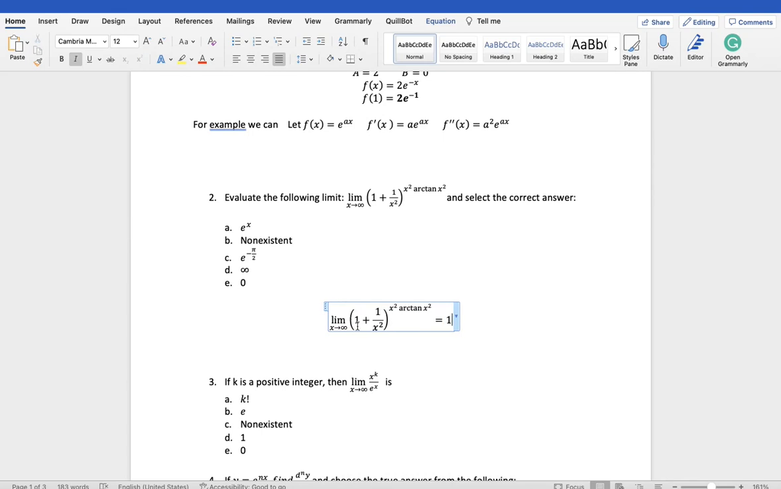If you substitute the value of x into this limit, you will see that it's equal to e to the infinity. I think you can see that already, because you will have 1 plus 1 over infinity, which is 0. So 1 to the exponent x squared, which is infinity, multiplied by arctan of x squared, which is arctan of infinity. It doesn't really matter because, let me just double check something.